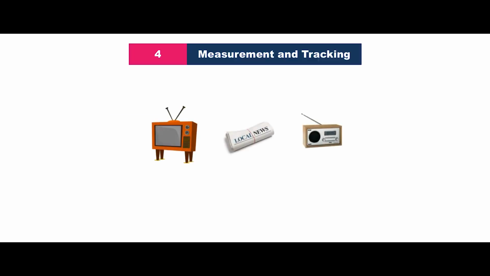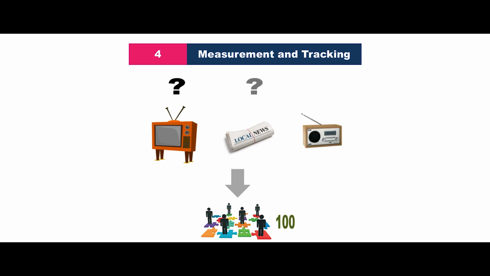In digital marketing, you can measure and track your marketing efforts with 100% accuracy. Let me give you an example. Suppose in the last week, you have advertised on television, newspaper, and radio. At the end of the week, there are 100 customers who approach you for buying a product or service. Now, can you tell me how many came from television after watching your ad, how many came from newspaper after reading your ad, and how many came from radio after listening to your ad?